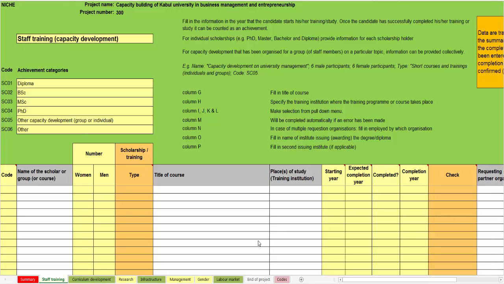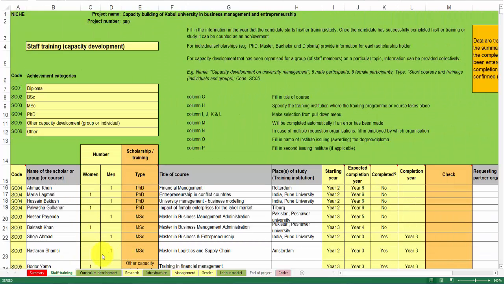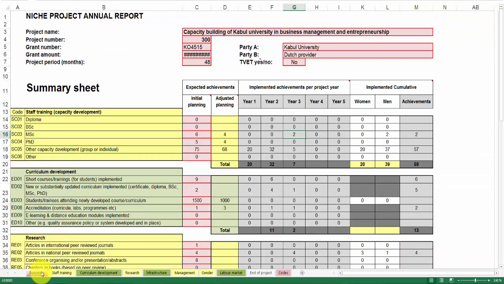So if a staff member has participated in 5 different courses, do you then count her 5 times? Yes, you will count her 5 times because she has completed 5 different training courses, and this is what we count. Now let's demonstrate in the sheet. So if we see here in the filled in achievement annex, these 2 master students, once they have completed their masters, they will appear in the summary page right here.